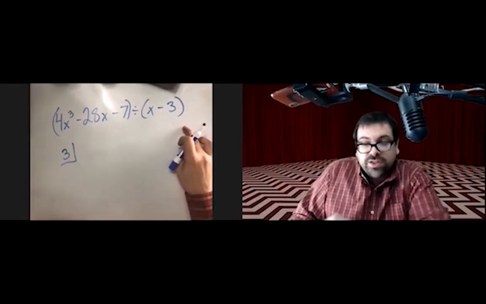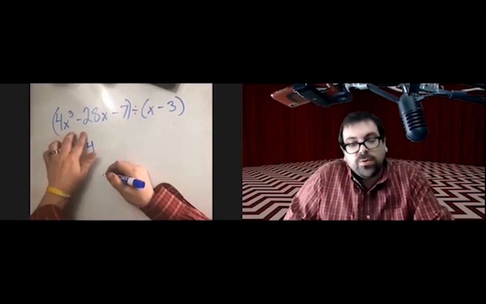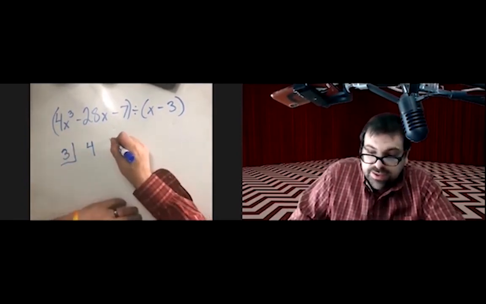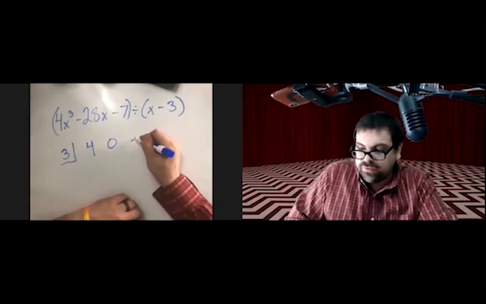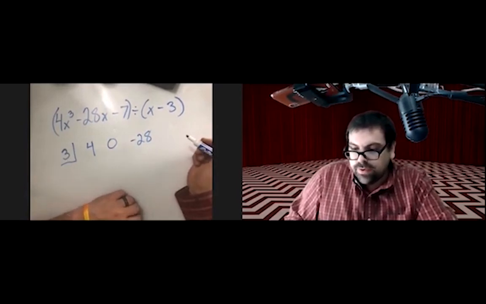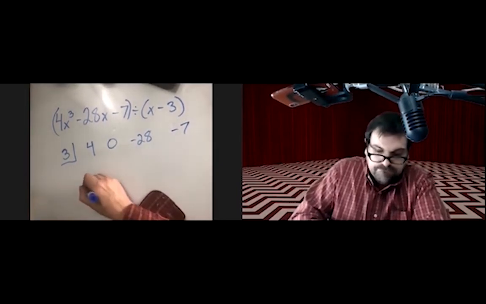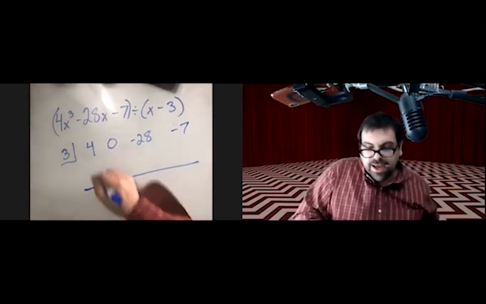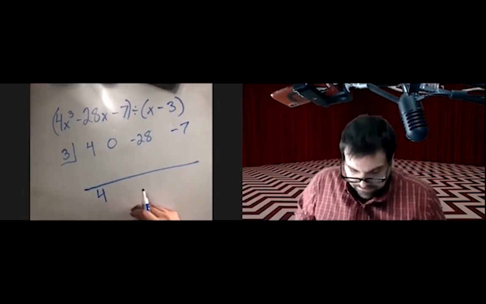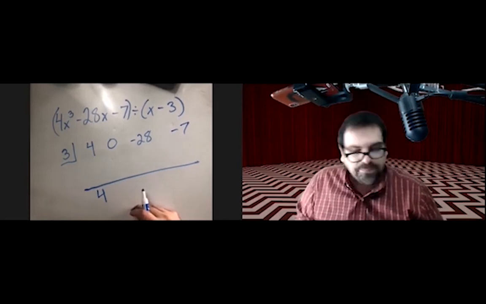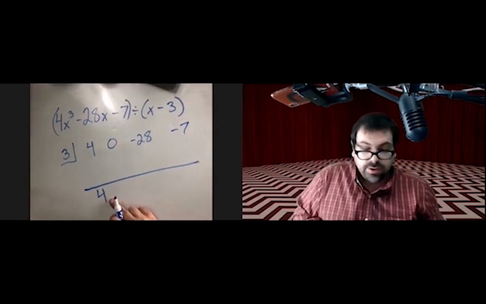What are our coefficients? We have an x cubed, positive 4. What's our x squared? We don't have one, placeholder. What's our x coefficient? Negative 28. Now what's our constant? Negative 7. Bring down the first number, multiply and add, multiply and add, multiply and add. I'm hearing the Borat come out again. Bring down the first number, bring down the 4.